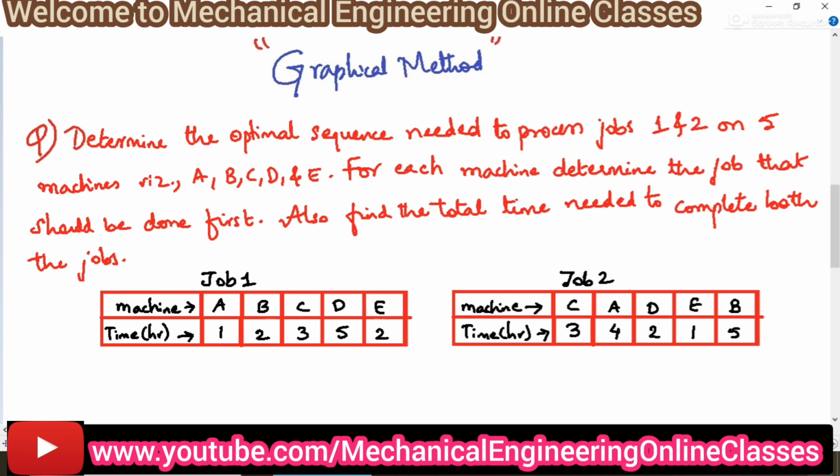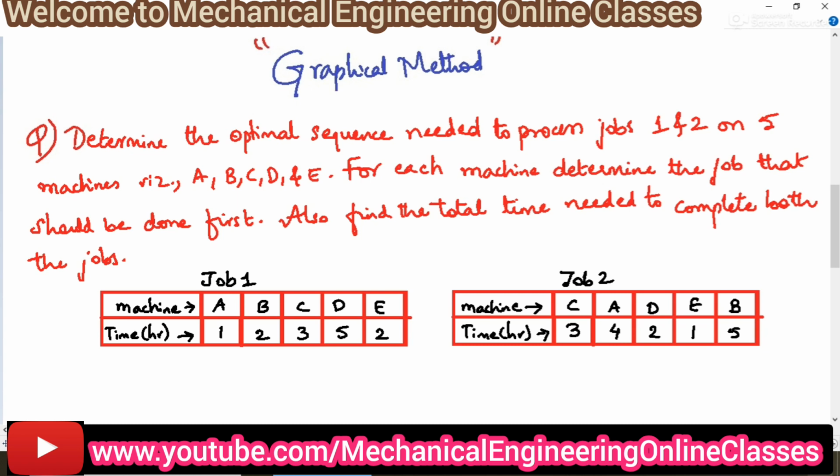The question goes like this. We have to find the optimal sequence to process job 1 and job 2 on 5 machines A, B, C, D and E. The processing order given for job 1 is A, B, C, D, E, and the processing times are also given. So job 1 needs first machine A for 1 hour, then it needs machine B for 2 hours, then it will go to machine C and it will be processed there for 3 hours, then D 5 hours, on E it is finally 2 hours. So this is the processing order and the time for job 1.